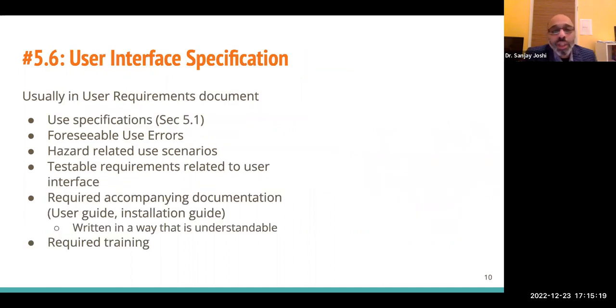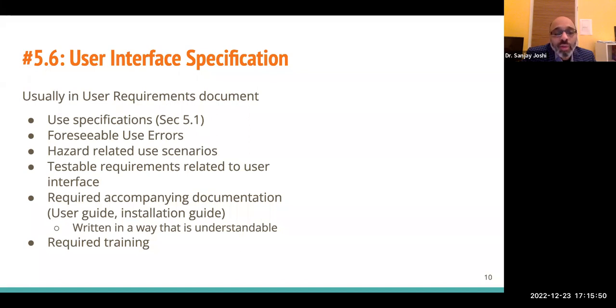Now we talk about user interface specifications. They could be embedded in your user requirement document. And this is where you are going to think about the foreseeable use errors. You are going to talk about the use scenarios and how the hazards come out of the use scenarios. You talk about testable requirements related to user interface, and again, both software and hardware interface. And then you should cover the accompanying documentation.